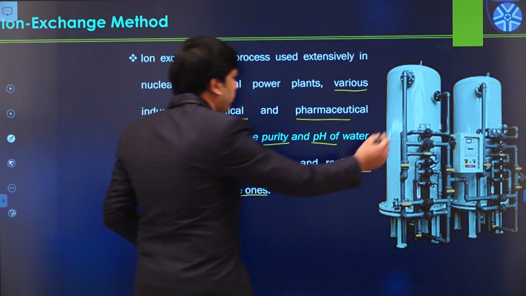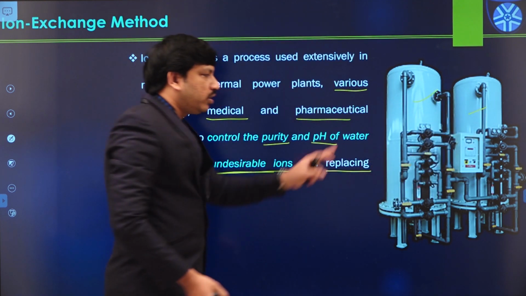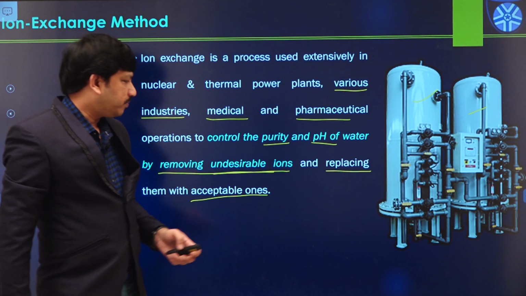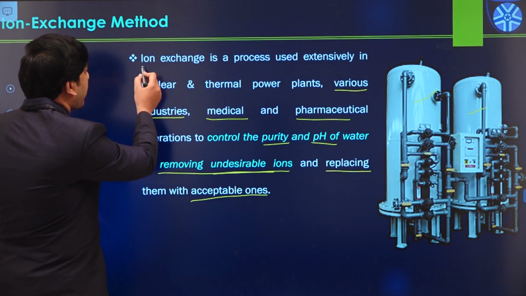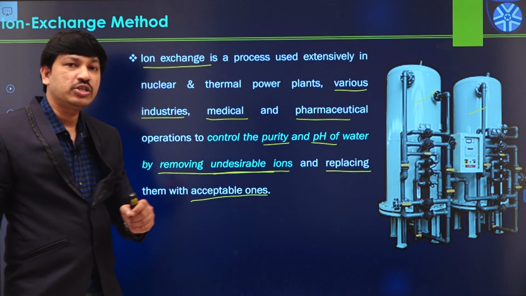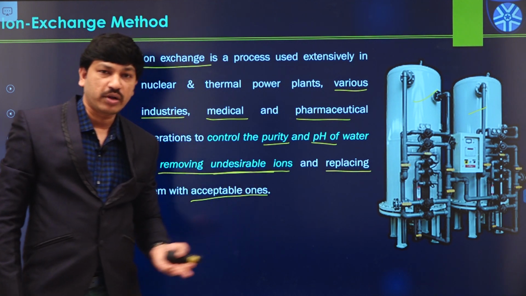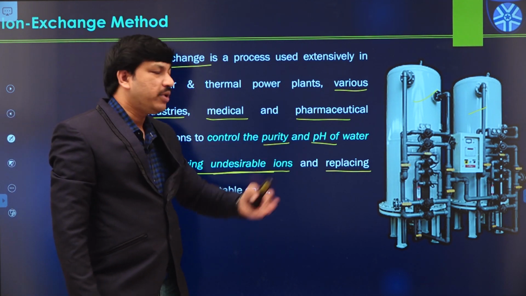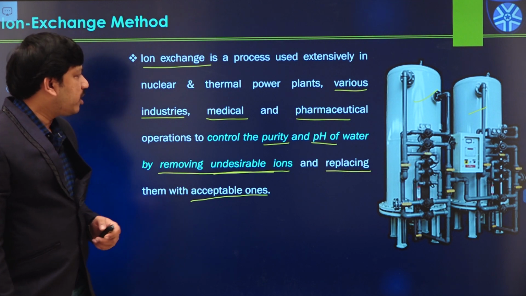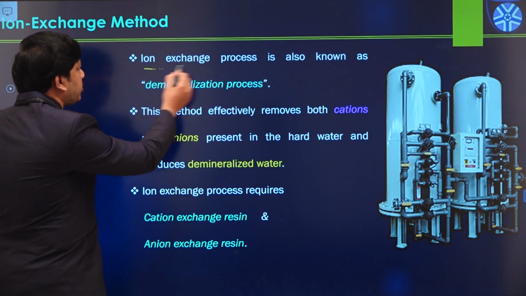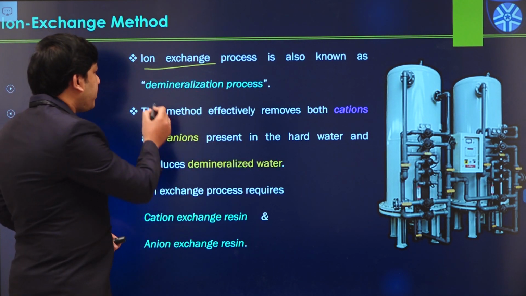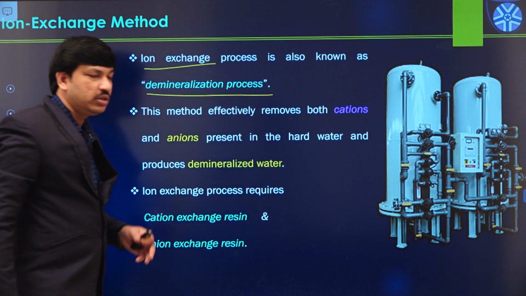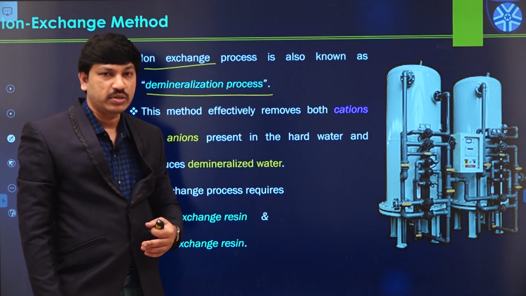There are two chambers available, and we will discuss all these things in the next slide. Basically, the ion exchange method is one of the extensively useful methods to purify the water sample or to control the pH of the water sample. Another important thing is that the ion exchange method is also known as the demineralization process.